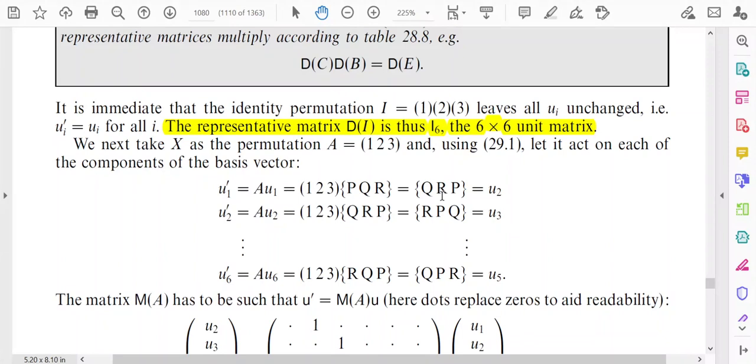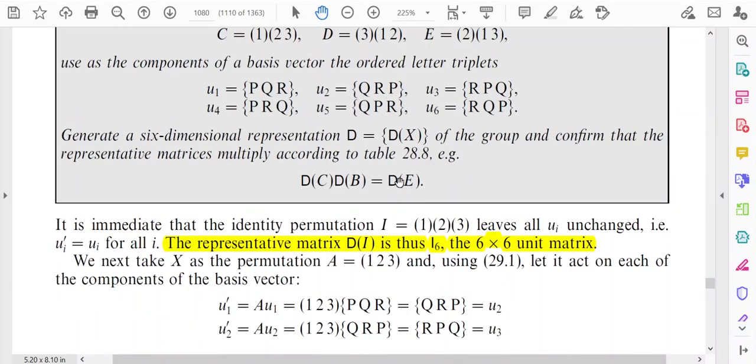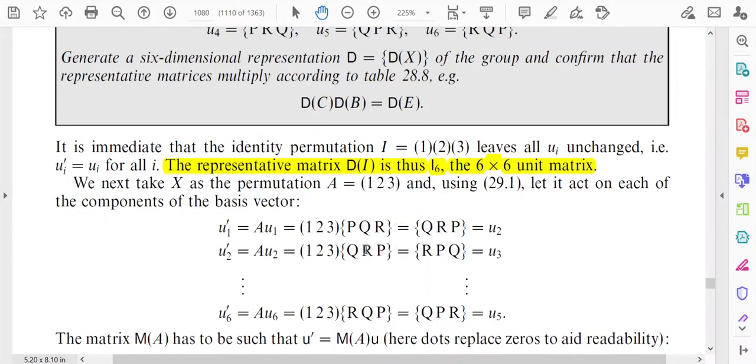But if you look at the problem, you can verify that QRP is actually u2. You see that u2 is QRP. So what we have obtained is that when A operates on u1, we obtain u2.